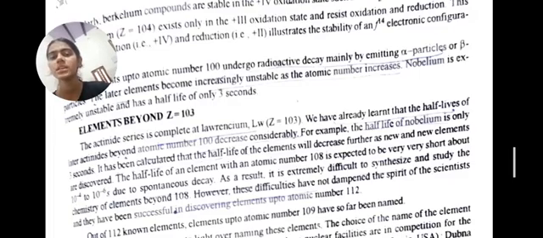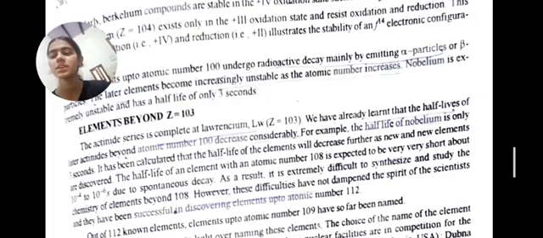We have already learned that the half-lives of the later actinides beyond atomic number 100 decrease considerably. For example, the half-life of nobelium is only 3 seconds. It has been calculated that the half-life of the elements will decrease further as new elements are discovered. The half-life of an element with atomic number 108 is expected to be very short, about 10 raised to the power minus 4 to 10 raised to the power minus 6 seconds, due to spontaneous decay. As a result, it is extremely difficult to synthesize and study the chemistry of elements beyond 108.